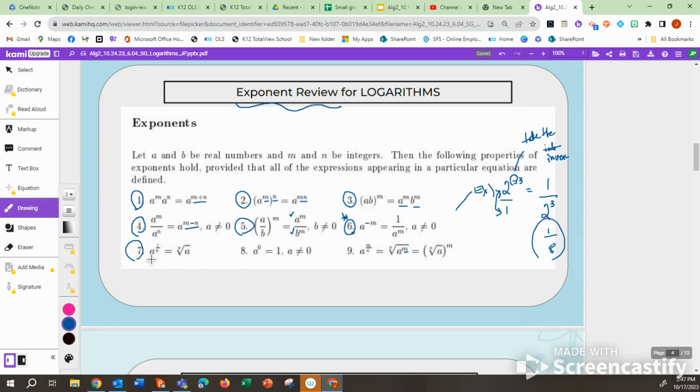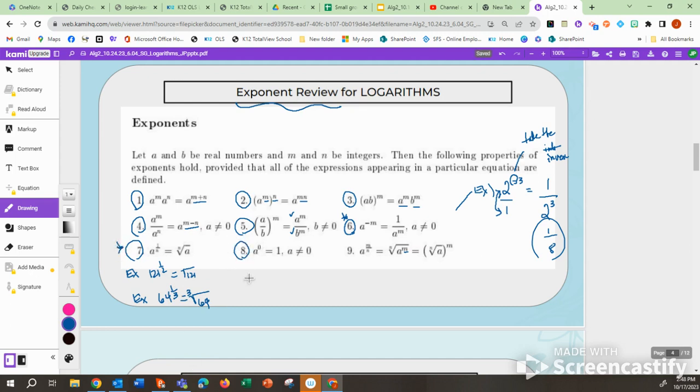Number 7 says if you have anything raised to 1 over a variable, then that means that's the nth root of a. So for instance, let me do an example for this. If you have 121 to the 1/2 power, then that's the square root of 121. If you have 64 to the 1/3 power, then that's the cube root of 64. That one also gives people some trouble.